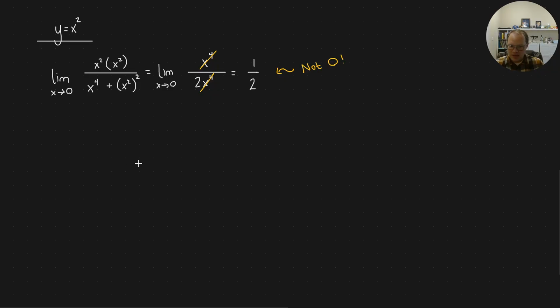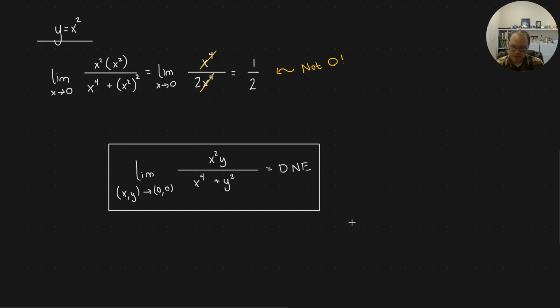So that means this full limit, x squared y over x to the 4th plus y squared, does not exist. Okay.